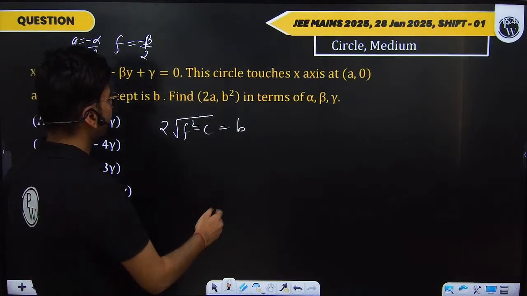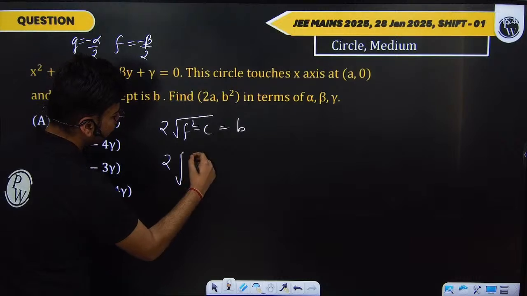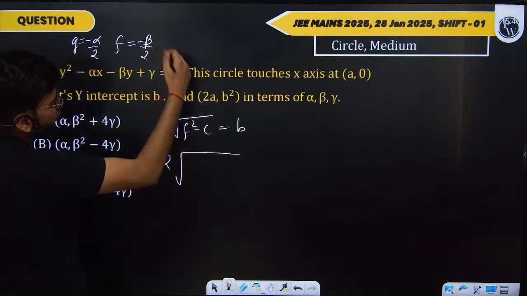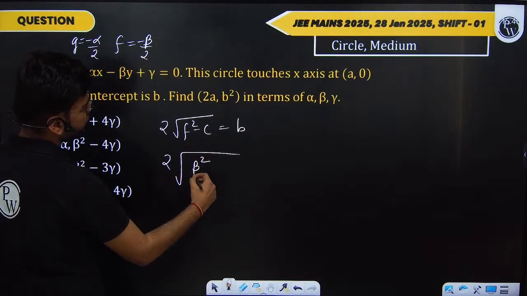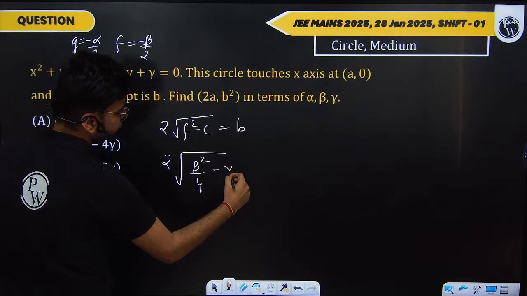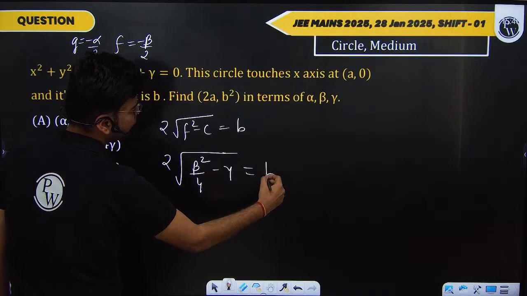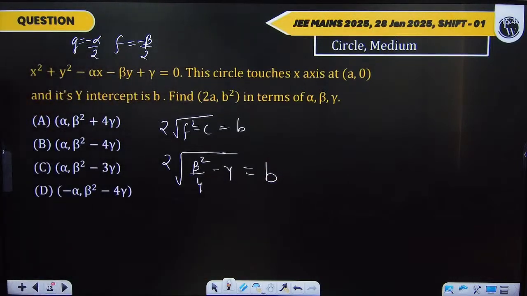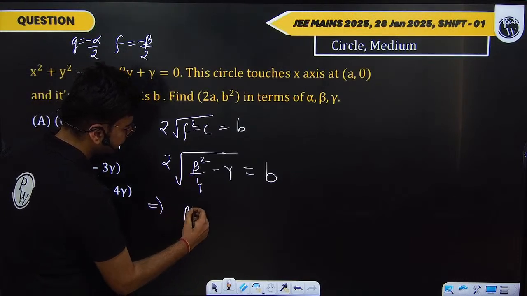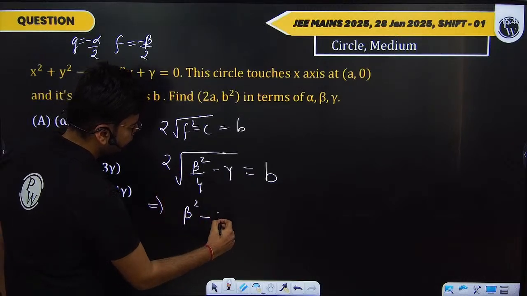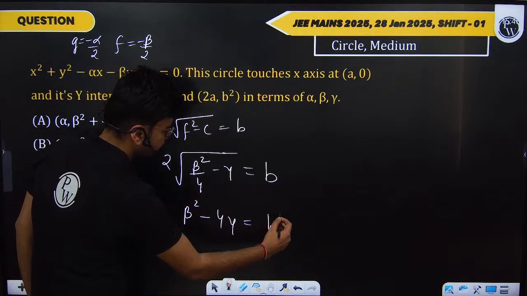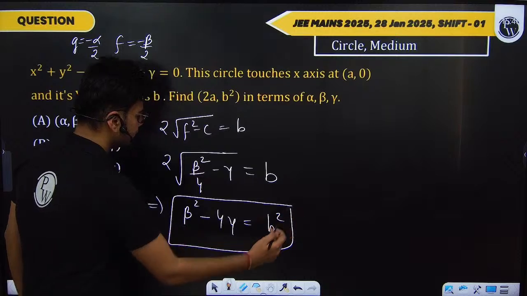Now, first equation is this: 2 under root of what is f? f is minus beta by 2 whole square. So this will become beta square by 4 minus c. c is given as gamma, is equal to b. Squaring both sides, what you will get? 4 times of beta square by 4. So this will become beta square minus 4 gamma is equal to b square. This is your first relation.